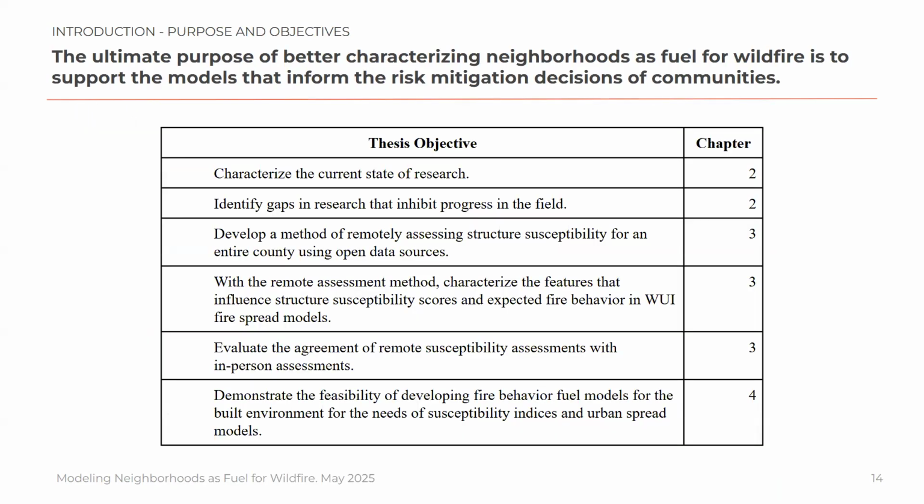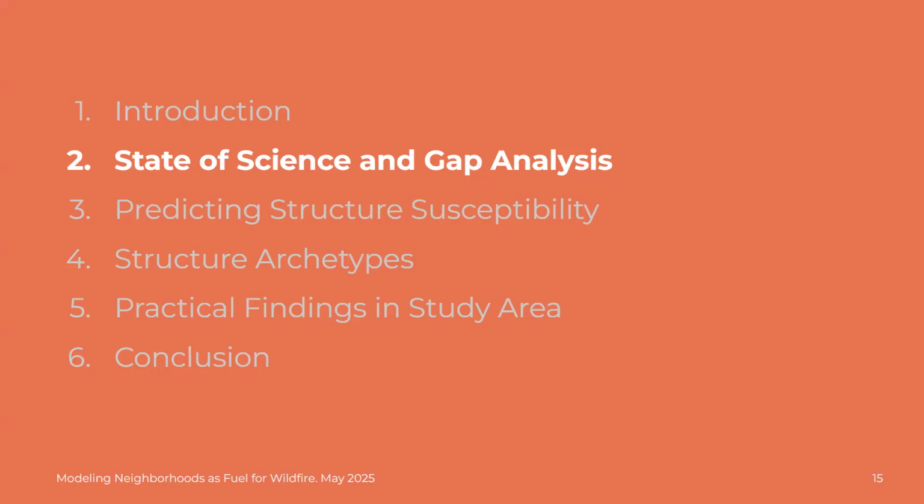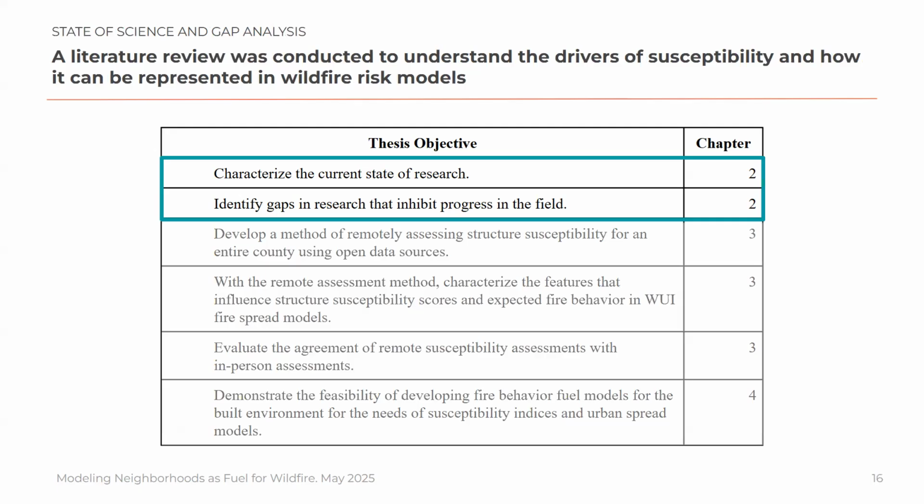So I have objectives. I'm not going to go over all of them now because I'll address them one by one as we go through the presentation. But overall, the purpose of this thesis is to better characterize neighborhoods as fuel for wildfire so that those characteristics can be represented in these wildfire risk models that drive billions of dollars towards risk mitigation efforts in communities across the nation. So the first part of my thesis was the state of science and gap analysis.